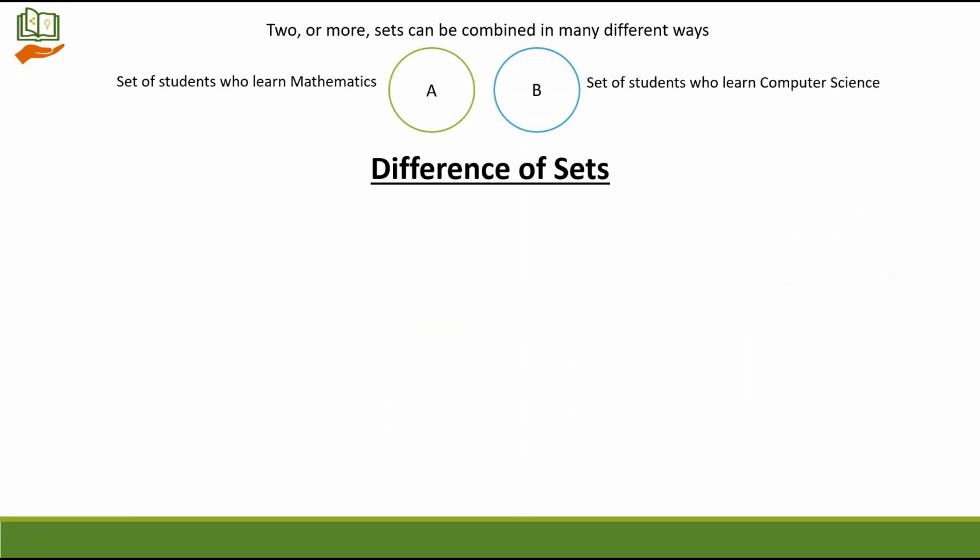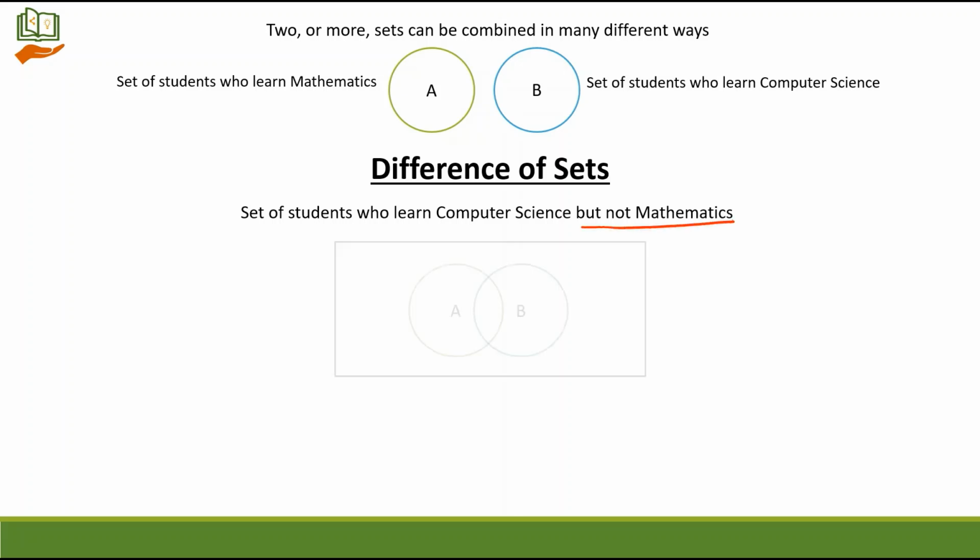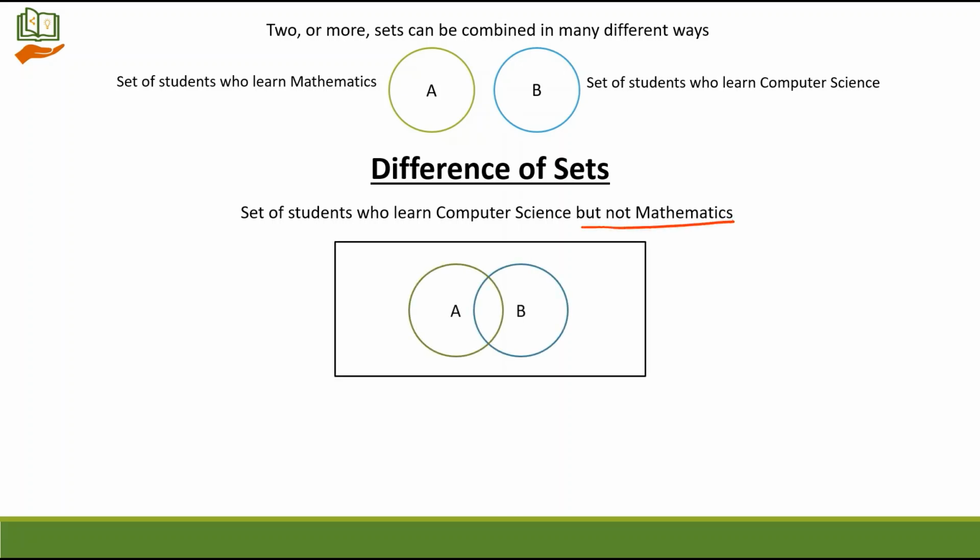Next we are moving to difference of sets. We want to pick the set of students who learn computer science alone but not mathematics. So we will take A and B here. This is Maths, this is CS, and this is Maths and CS together. When I say I want only people who learn CS but not Maths, this should be taken totally out. So only this shaded region will be covering the students who learn computer science but not mathematics.